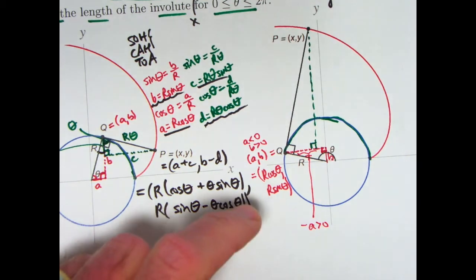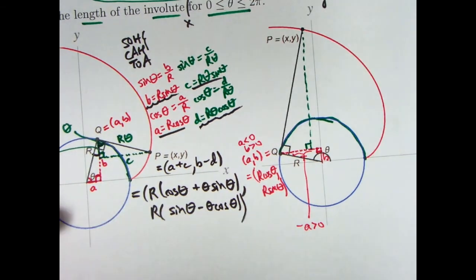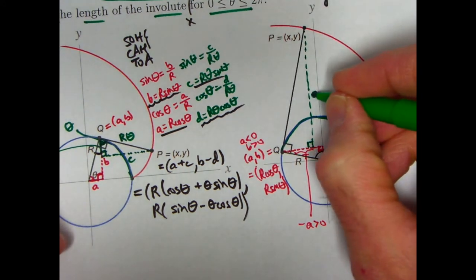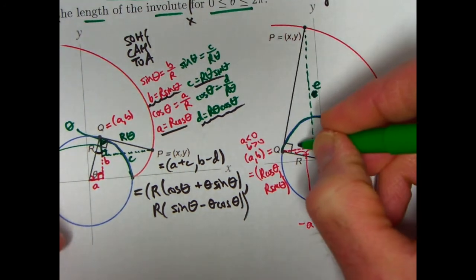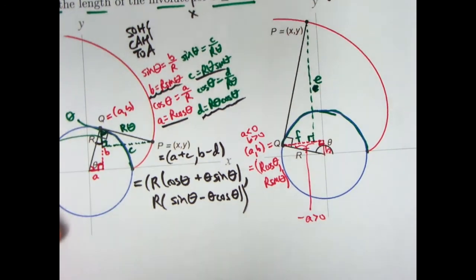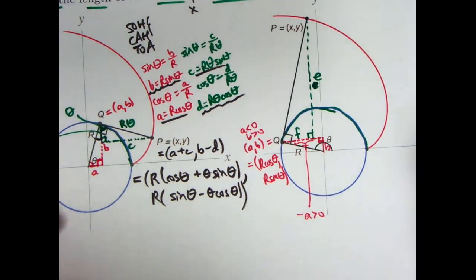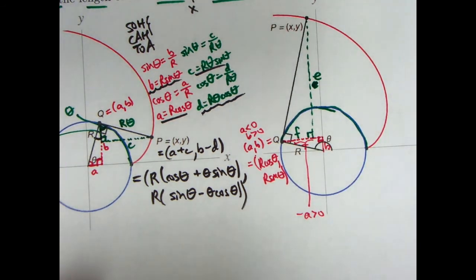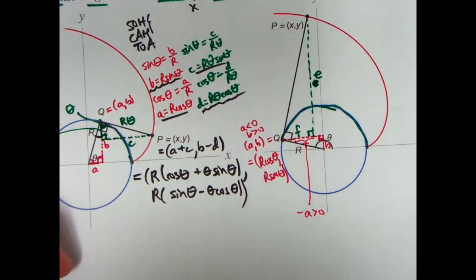I'm tempted to label the sides of this other triangle C and D, but I think I should label them differently. Let's call this side E and this side F. E is not the number E. It's not 2.71828. F is not a function, okay? I'm using these letters to represent these side lengths.